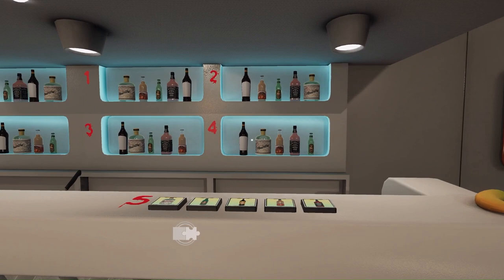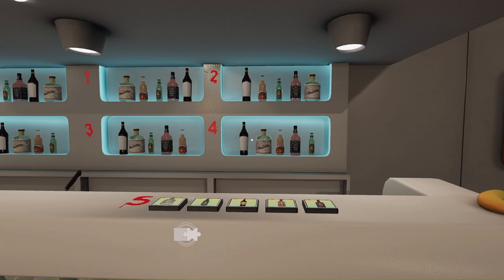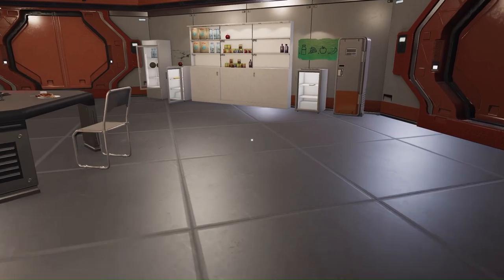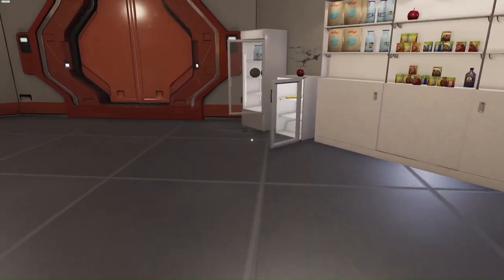Wait, hang on, I got it. Fifth one swaps with one. Oh, I got it. Fifth one swaps with the first one. So 5 and 1 swap, then 5 and 2 swap, 5 and 3 swap, then 5 and 4 swap. That's it. Just let you know about it. They didn't even figure that out in the bloody... when they figured it out, they just said swaps with the position. No, it does that. Motherfucker.